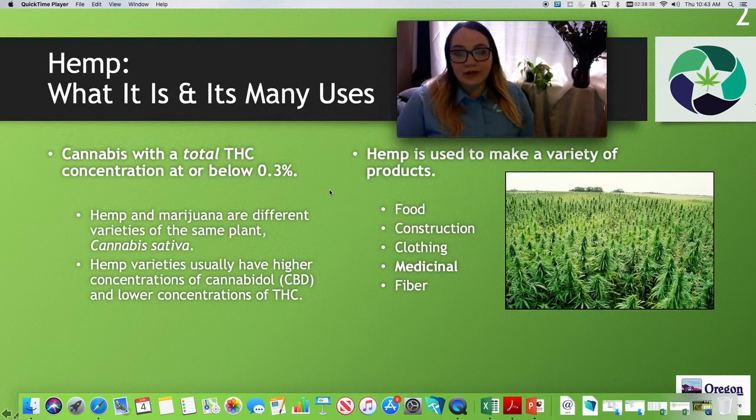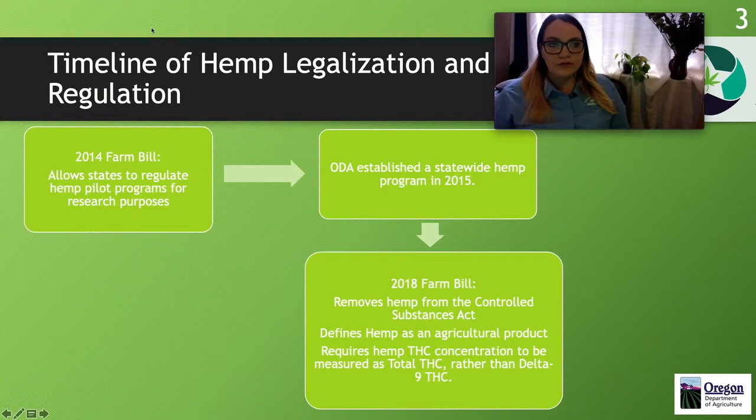Hemp is used to make a variety of products, from hemp concrete to clothing, fiber. One of the more popular hemp items is definitely medicinal, so any type of CBD tincture or topical, those are really popular as well. Let's go over a bit of the timeline of hemp legalization and regulation.